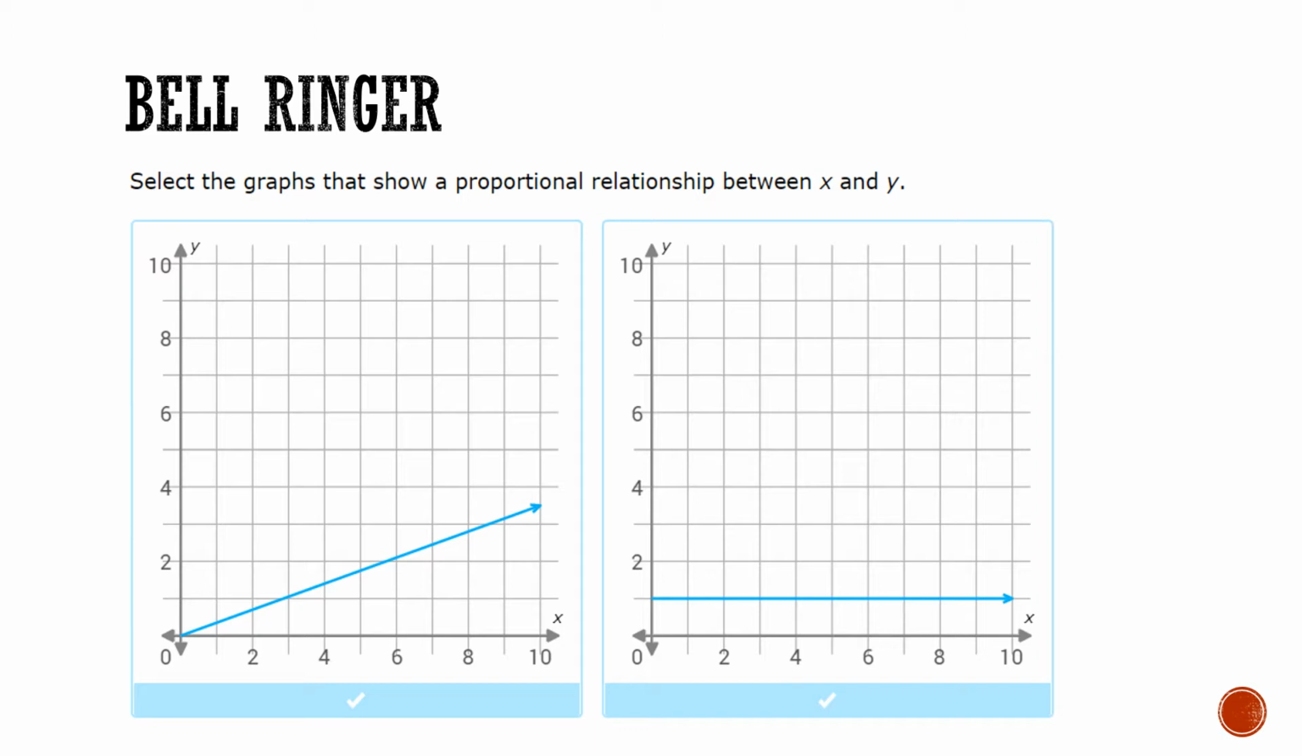So if you remember, a graph is proportional if it is a straight line that passes through the origin, and it has to do both of those. It can't be just a straight line. So in this second graph over on the right-hand side, it is a straight line, but that straight line does not pass through the origin, so that one would not be proportional. However, the one on the left, it does pass through the origin down here at 0, 0, and it is a straight line, so that one would be a proportional relationship.